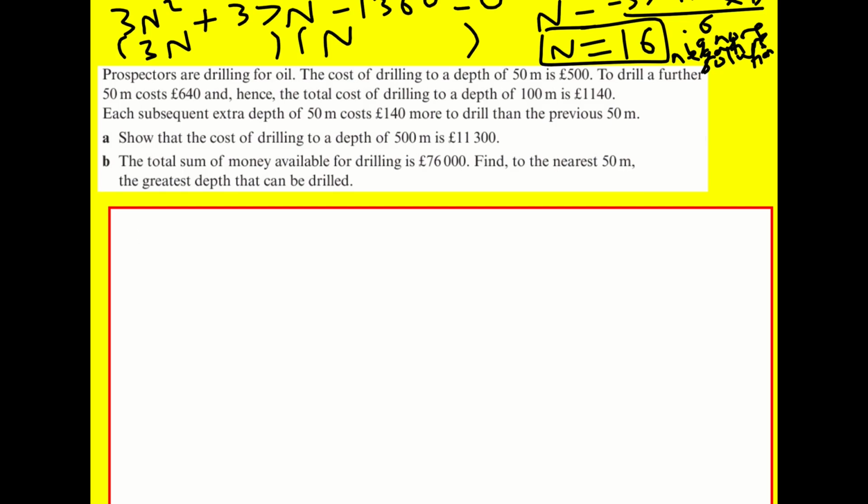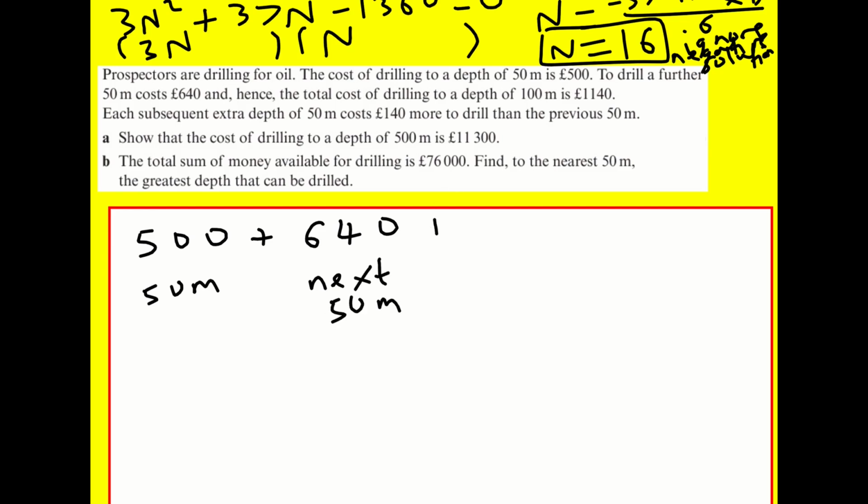Well, let's get some numbers down to get our heads around this. If I want to drill to just 50 meters, then it costs me £500. If I want to drill to 100 meters, then it's that 500 plus another 140. So I'm going to be adding on 640 in total, because I have to add these together. So this is the next 50 meters. Really important to set this out. I think this question can be quite confusing when you first see it.